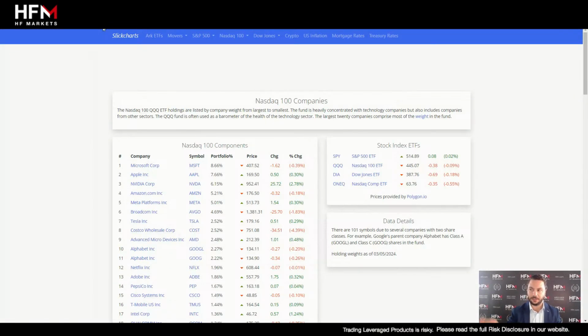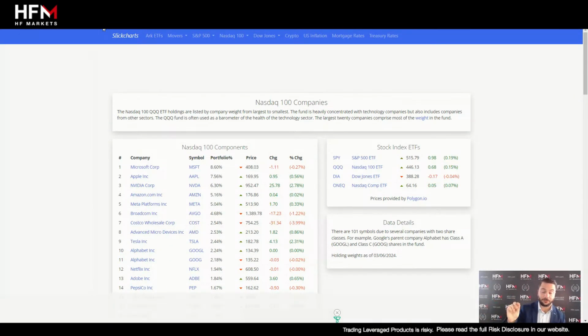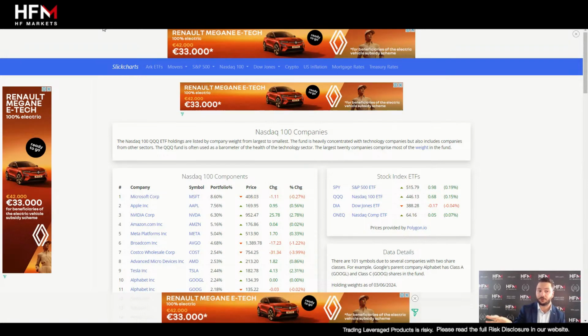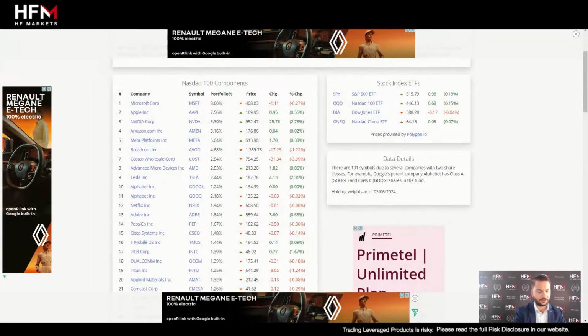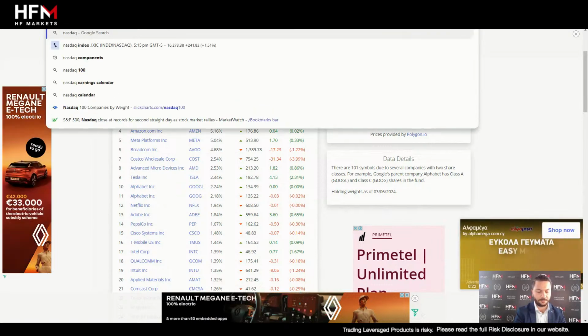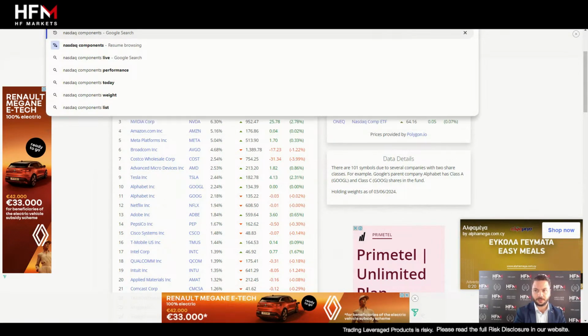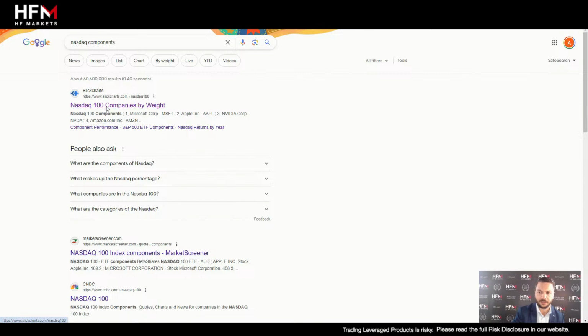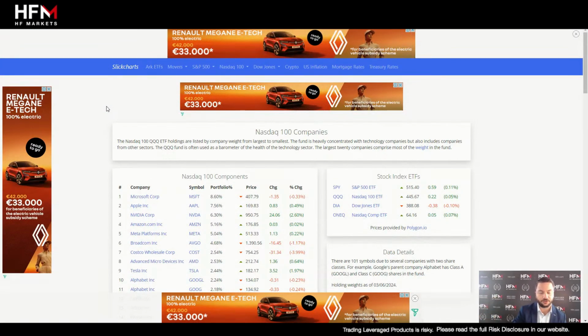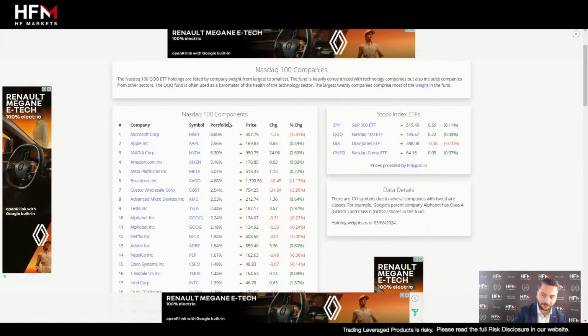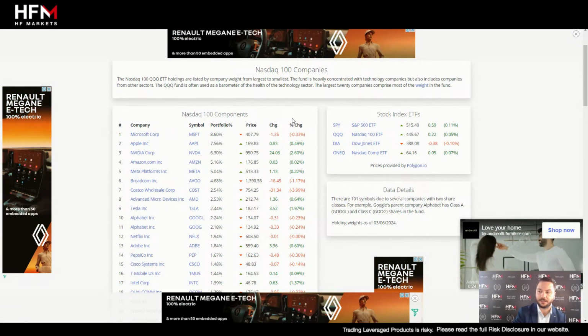This, ladies and gentlemen, is something which is extremely helpful for individuals who are trading the NASDAQ. I'll actually show you how to get access to this as well. If you just type in the NASDAQ components like this, and you click on the first website which appears, it takes you straight to the page that we're looking at. Now, what is this exactly?